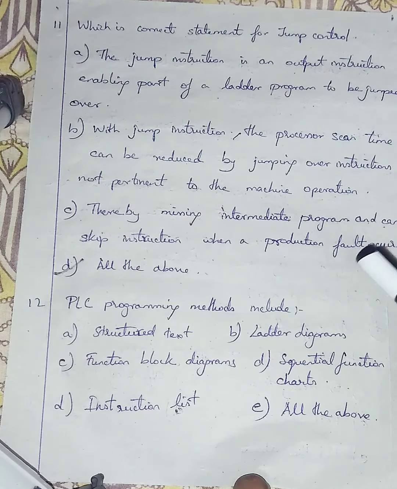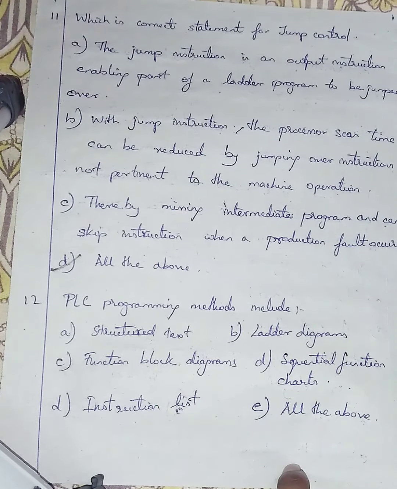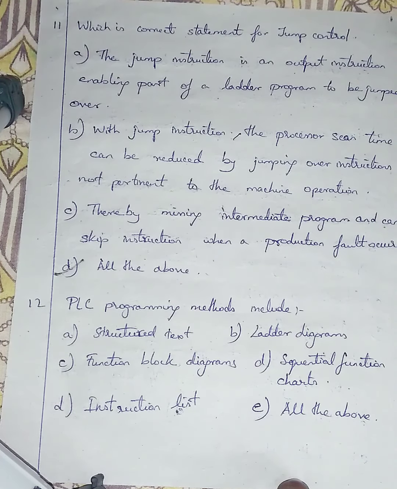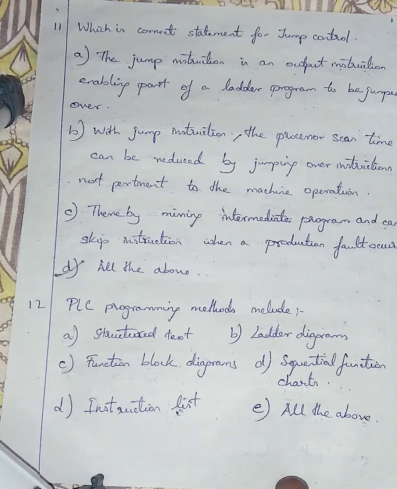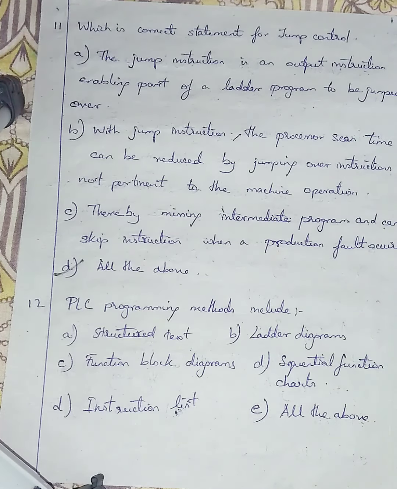For that also you are using jump control. For which purposes are you using jump control? You are using jump control for skipping an instruction. By skipping an instruction, we can gain scan time. The scan time can be reduced. Third, if there is a fault, we can skip to the next one. If stage n is the problem, we can directly go to the n+1 stage. For that purpose also we are using this jump control. So I am going with option number D, all the above.